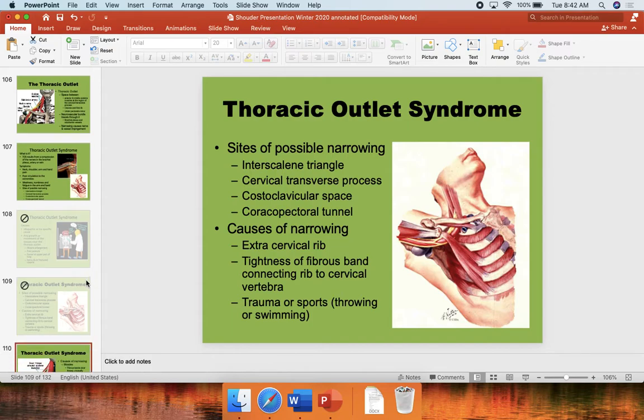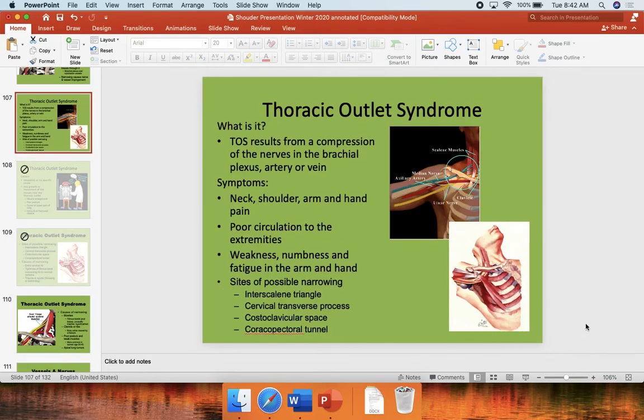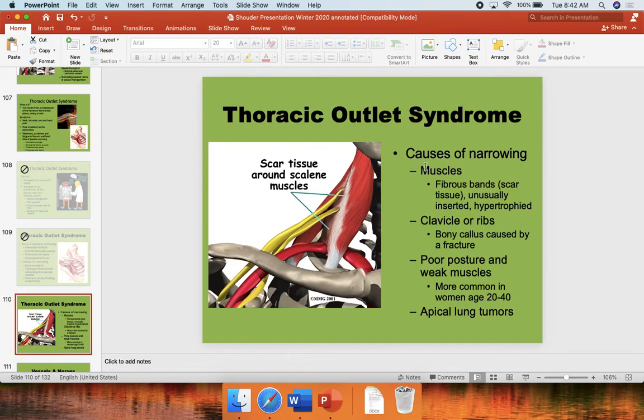We're going to skip these because I think we already talked about those. So these are a few more of these causes of narrowing. So obviously the muscles, right? In that previous slide, if I come back up, this pec minor as it comes up to the coracoid process of the scapula, that can be a place of narrowing. So muscles, right? The scalenes could be a problem. The pecs could be a problem. You could have your subclavian muscle.